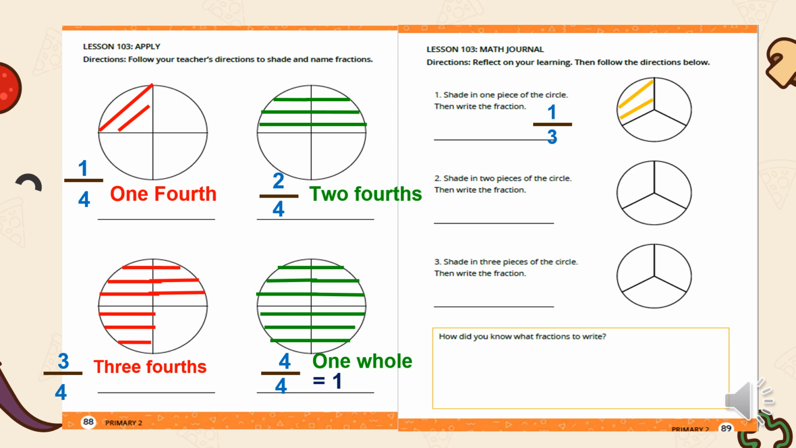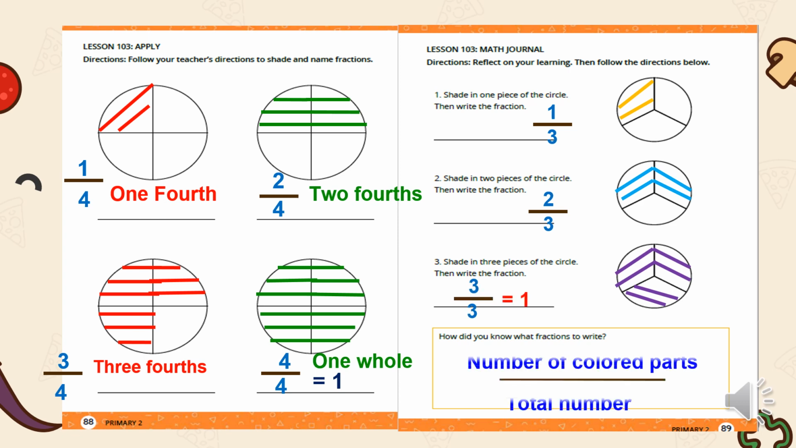Number 2, shade 2 pieces. We are going to shade. So the numerator is 2 and the denominator is 3. 2/3. Number 3, shade 3 pieces. We are going to shade 3 pieces. So the numerator is 3, 3/3 equals 1. How do you know what fractions to write? We said before that the rule of the fraction is number of color parts over the total number.